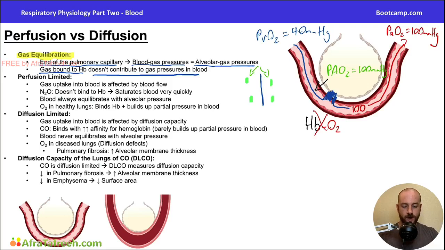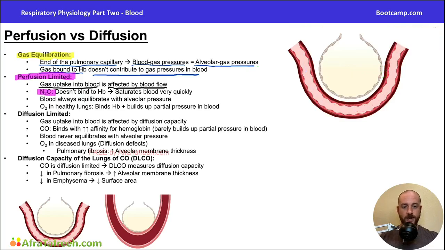So first we're going to start off by talking about perfusion limited gases. So for a perfusion limited gas, the rate of gas uptake into the blood from the alveoli is mostly affected by the blood flow to the alveoli. And a classic example of a perfusion limited gas is nitrous oxide, or N2O. And so if we just take a look at our diagram to the right here, we start with nitrous oxide and it diffuses into the blood.